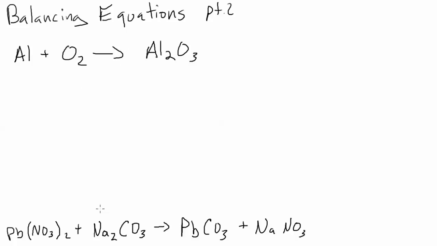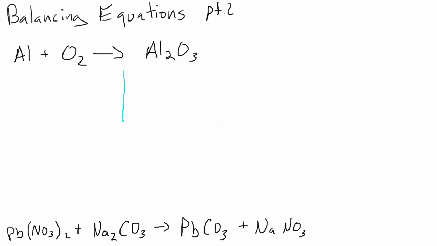What I've done for you is I've picked two equations that are typical of kind of tricky equations, and I'm going to go through each one, show you why it might be a little bit more difficult than a basic equation, and show you a way that you can tackle each one of these and get the right answer. We're going to start with this one here. Aluminum plus oxygen yields aluminum oxide.